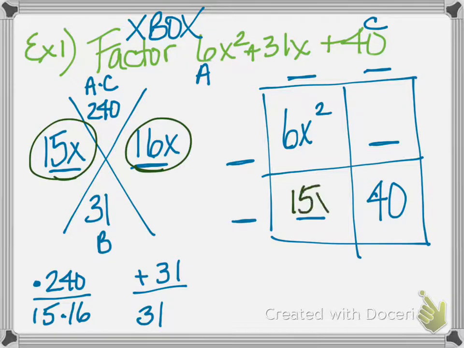So here's 15x, and here's 16x. And again, it doesn't matter if the 15x is over here and the 16x is here, or vice versa. It doesn't matter which box you put them in. Okay, so now what do we do?